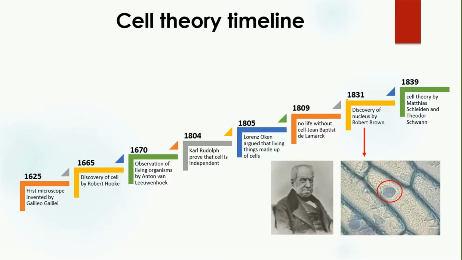Then in 1831, the presence of the nucleus in the cell was reported by Robert Brown. This discovery overrides the idea of Hooke that a cell is a space. So it was established that a cell is not a space.